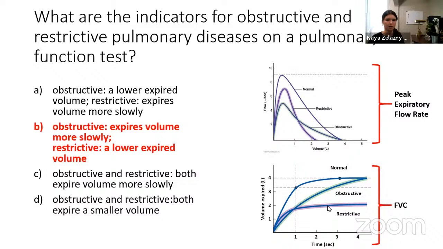So we're going to have a lower expired volume, even though at the very beginning of our breath, we'll see that we are breathing out at a good speed. It starts to taper off because we're not getting up to that same total volume.